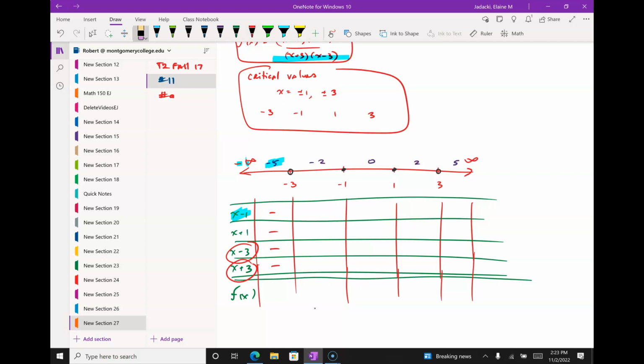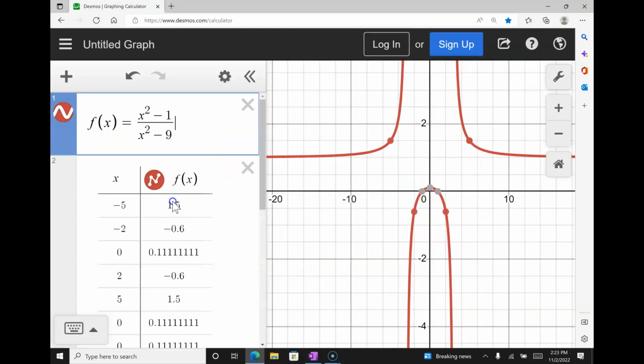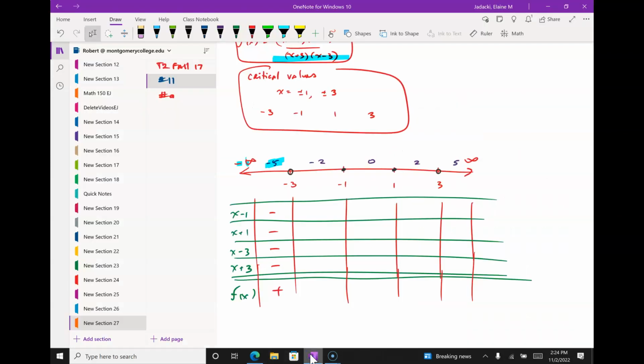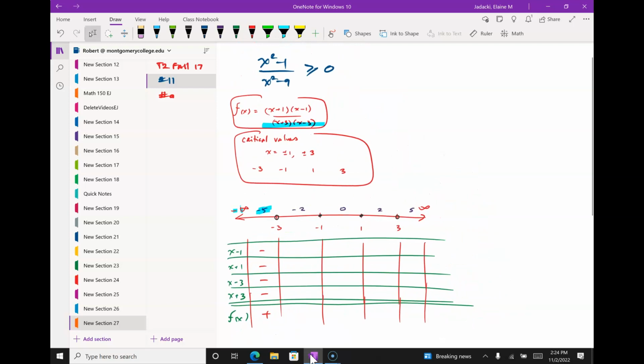And now I'm going to decide, if I have an even number of negatives, what's going to be true about the product or quotient? Positive. So I already knew when I plugged in negative 5, I got a positive number. There it is. I know that whole piece of the function is positive, greater than 0. So this interval is of interest to me, because remember what I'm answering: when is this function greater than or equal to 0? This particular interval right here is good for me.